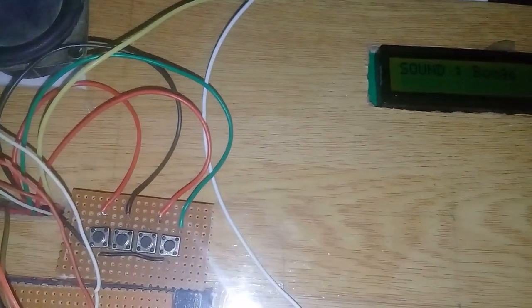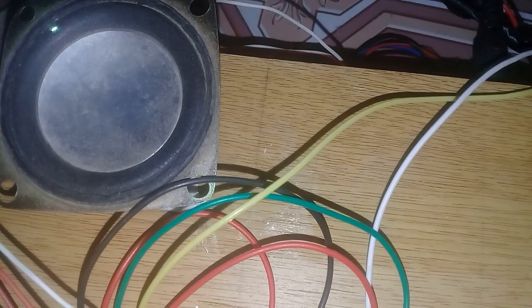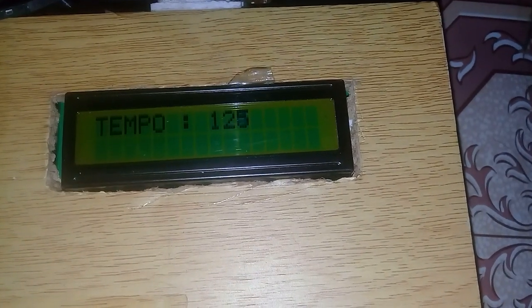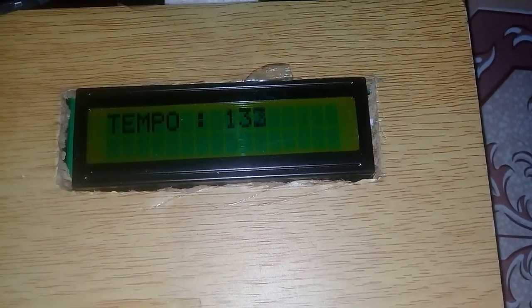Bongo. All we have left is bongo. We're gonna play bongo all over. Okay. This is the sound. Now we can change the tempo. This is increasing the tempo.